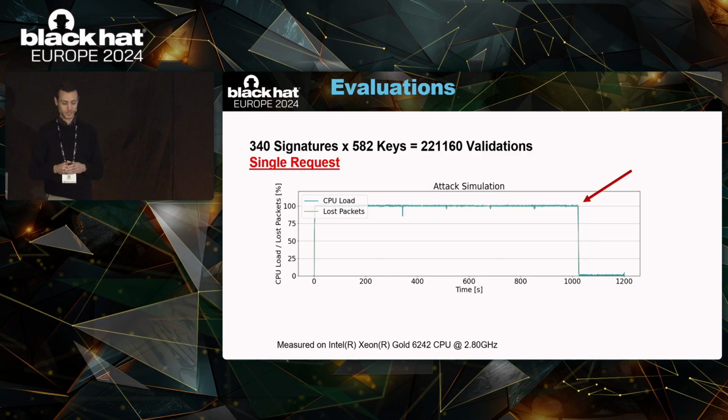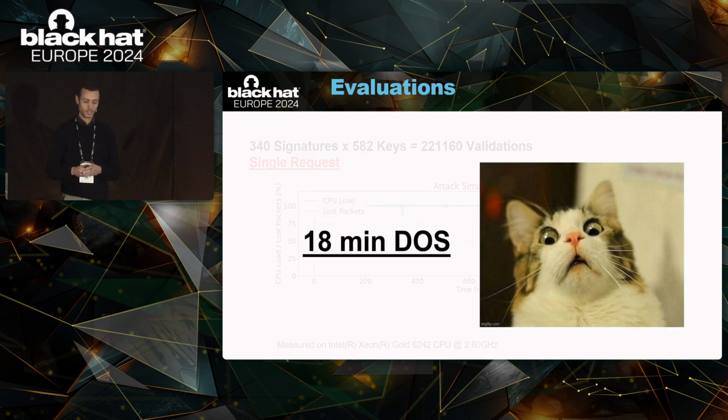So CPU load immediately again spikes to 100%, and lost packets also immediately spikes to 100%. And this attack from a single request keeps running for 18 entire minutes. So just from one single attacker request, which is about 100 bytes, we can DoS the resolver for 18 entire minutes. And keep in mind, this doesn't mean the resolver is DoS'd just for the attacker. It is DoS'd for any other person, any other client using the same resolver. So you can imagine what happens if someone used this on a Google resolver, for example.